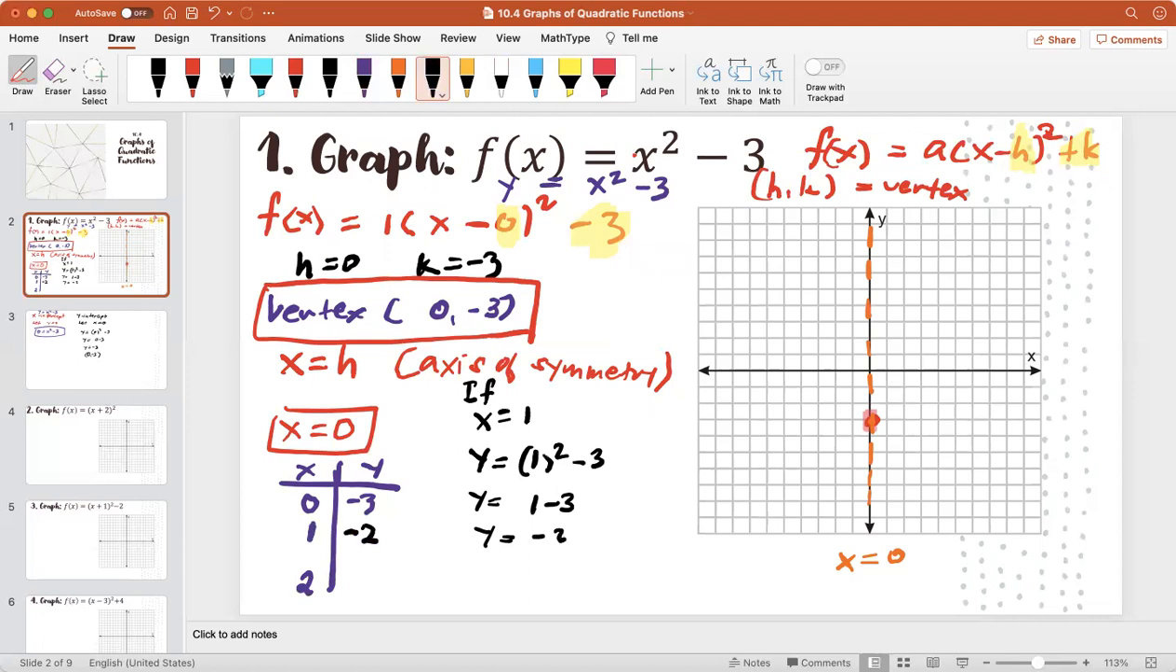Next point. We need to solve for y also when your x is 2. If x equals 2, what's our y? Let's solve. y equals 2 squared minus 3. What's 2 squared? It is 4 minus 3. y is 1. I can put now 1 here. Now we have 3 points. Like I said a while ago, we need 5 points, but we have to find 2 more points, I mean, some points on this side and some points on that side.